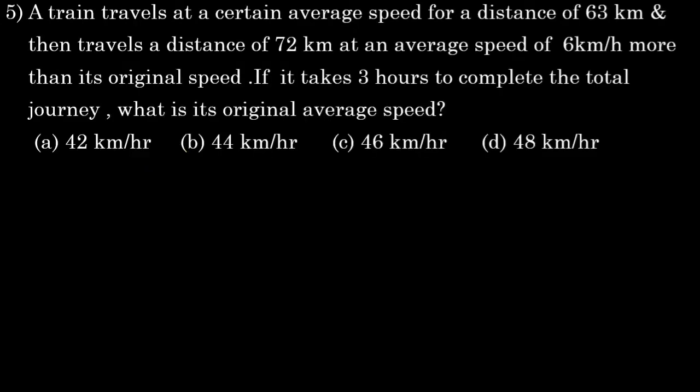Fifth one, a train travels at a certain average speed for a distance of 63 km and then travels a distance of 72 km at an average speed of 6 km per hour more than its original speed. If it takes 3 hours to complete the total journey, what is its original average speed? Options we have: 42 km per hour, 44 km per hour, 46 km per hour, 48 km per hour.